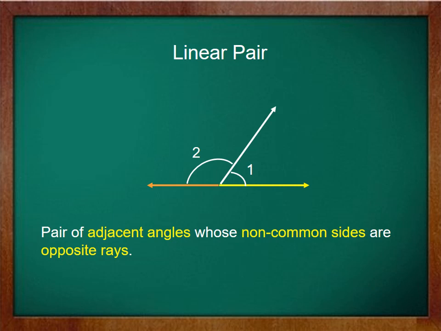And the non-common sides are opposite rays. That is, they are in a straight line. So both the non-common arms are in a straight line. So they form a linear pair. The angles in a linear pair are supplementary to each other. That is, the sum of the angles is equal to 180 degrees.